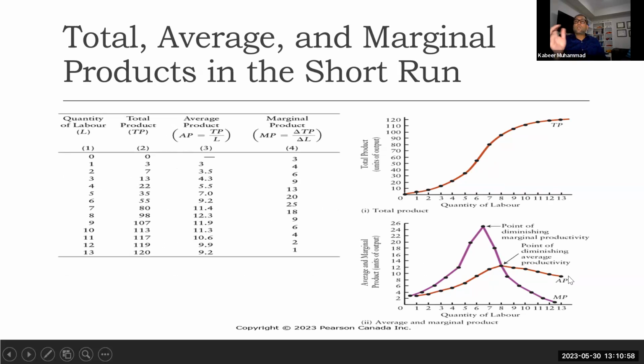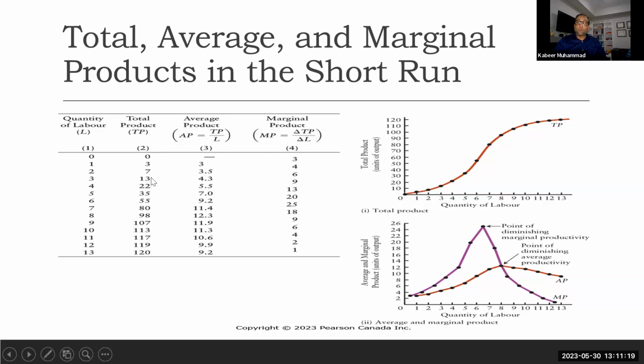So we see it's an inverted U type graph that initially increases and then starts decreasing. Then the fourth column is explaining marginal product. Now, how do we get marginal product? Change in total product divided by change in labor. So we see here the change is 3 and the change in labor is 1. So 3 divided by 1 is 3.